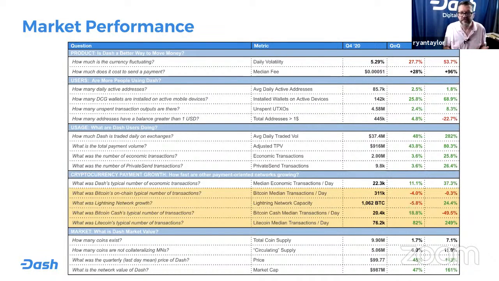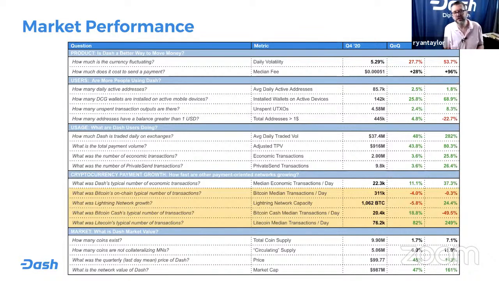Next up is unspent UTXOs. That grew during the quarter, up about 8% year on year. And then that address count, total addresses greater than $1, was up about 5%. In terms of usage, here we saw strong growth across the board as well.